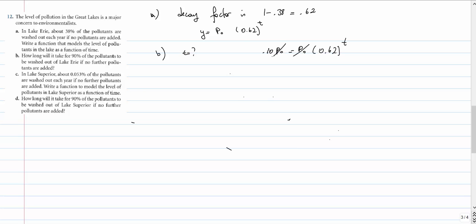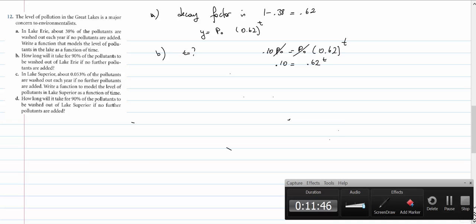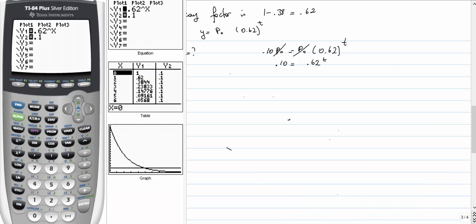The P sub zeros cancel out each other, and 0.10 is equal to 0.62 to the power T. And I graphed it.